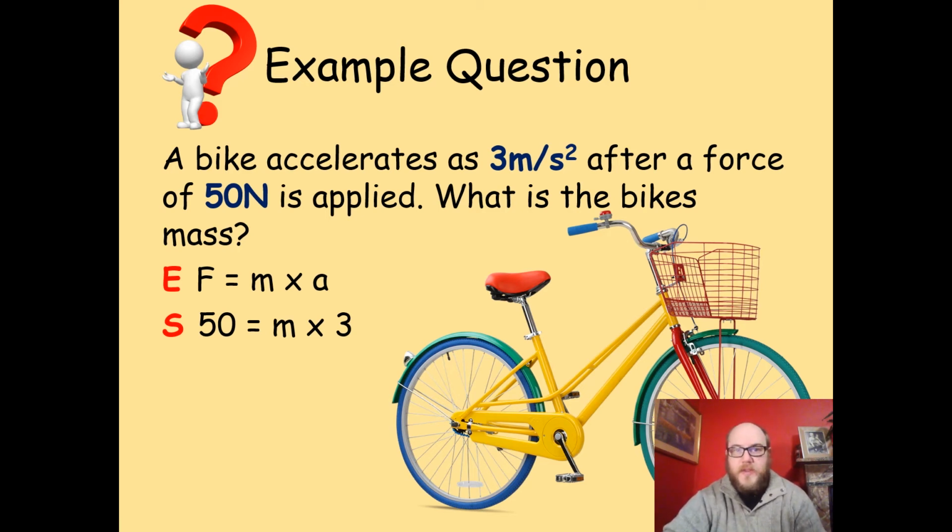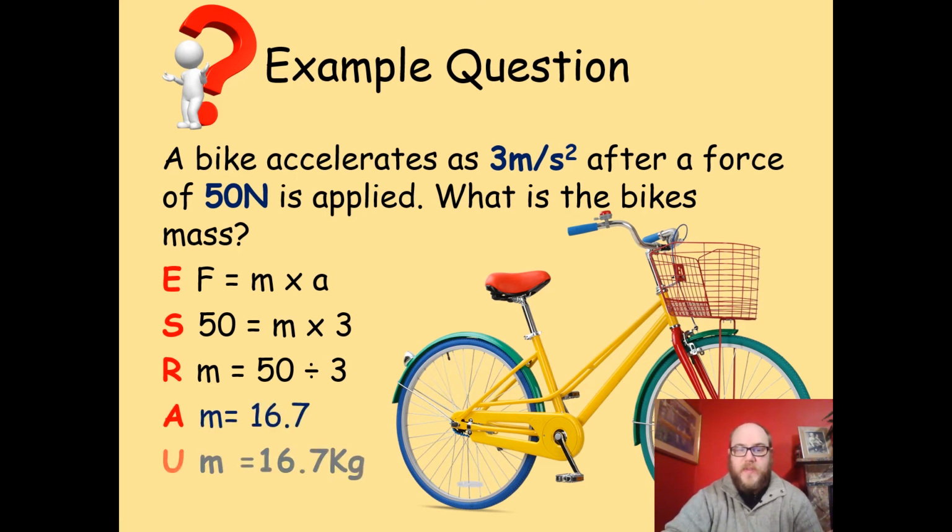Do I need to rearrange this? Yes, because I don't have the unknown as the subject of the equation. So what I need to do to get m on its own is divide both sides by 3. If I divide both sides by 3, I end up with m equal to 50 divided by 3. Okay, so I work out the answer. 50 divided by 3 is 16.7, and that's 16.7 kilograms.